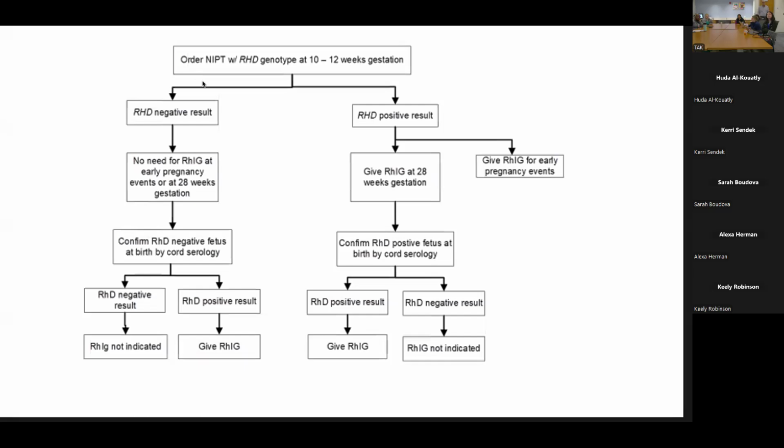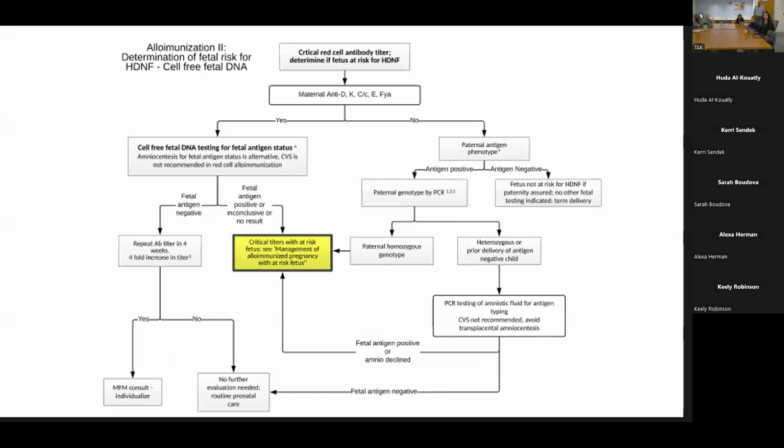And so he says, order the cell-free DNA at 10 to 12 weeks. If the RhD result is negative, then there's no need for RhIg, and you can confirm the fetal status at time of birth. If it's positive, then that changes what you do. And this is just another schematic from him that further goes into specific steps.